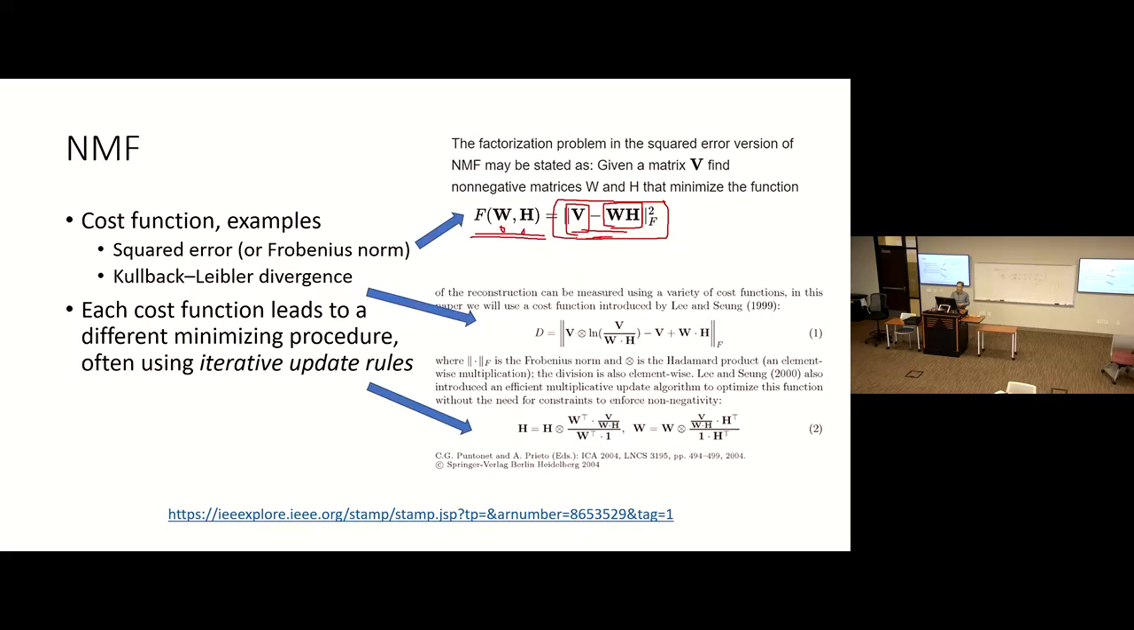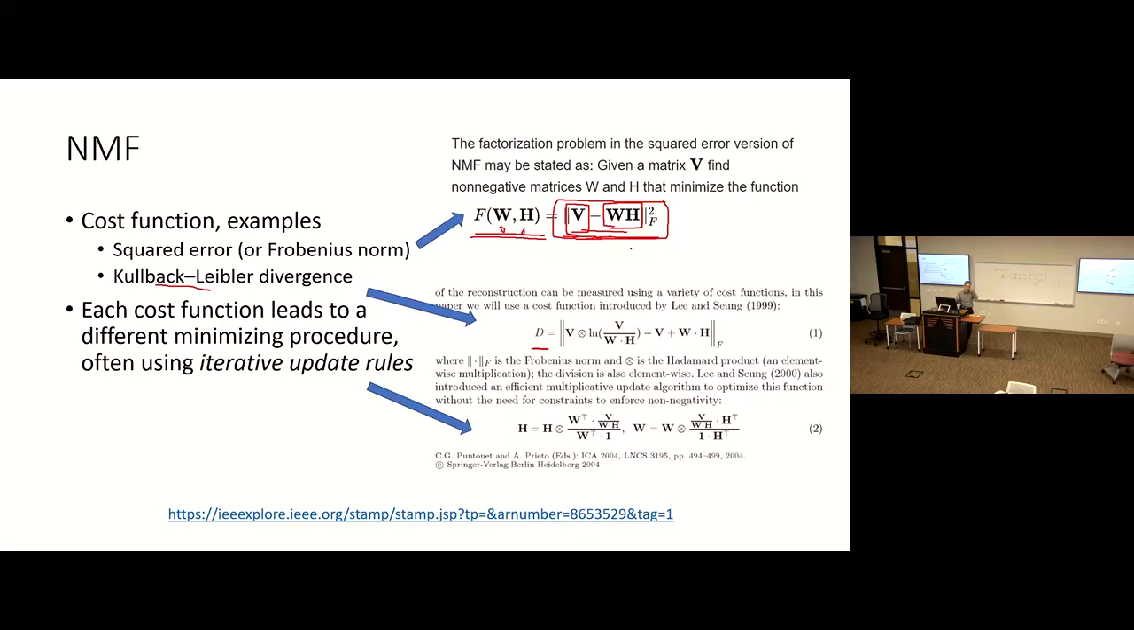between the observed matrix and the product of these two factorized matrices, as small as possible. We can also use KL divergence, okay, to compute the difference between V and HW.